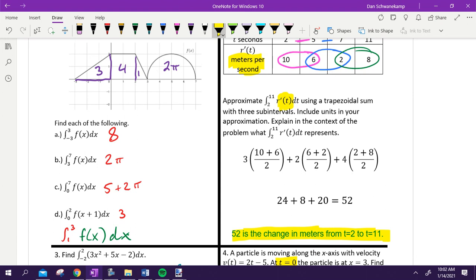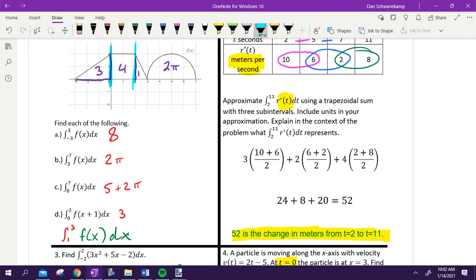Okay. On 1D, that was the one that we had the most questions about. This +1 is shifting your graph to the left. Okay, so think about what that means. I didn't want to delete that. That means you are finding the area from 0 to 2.